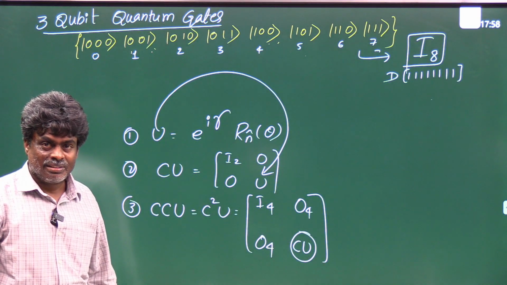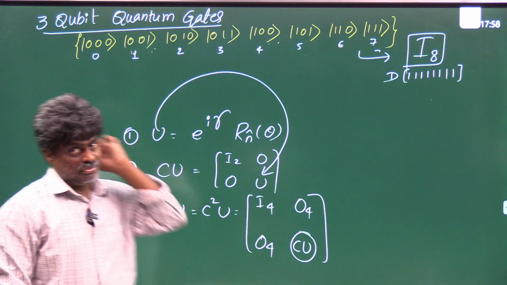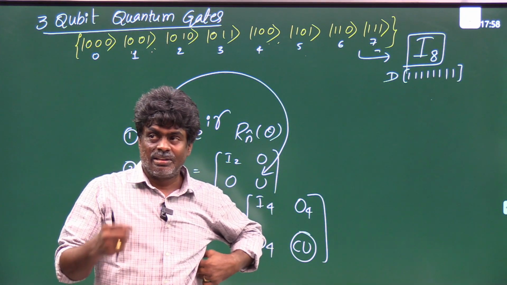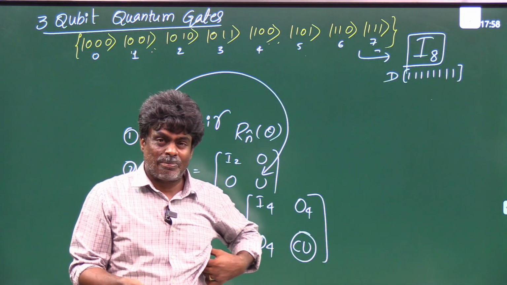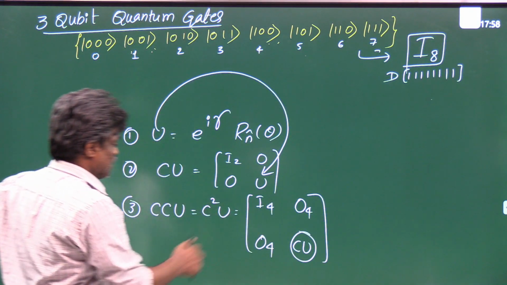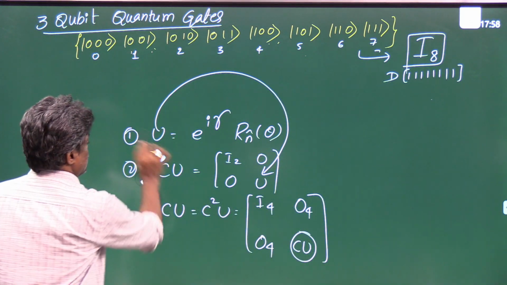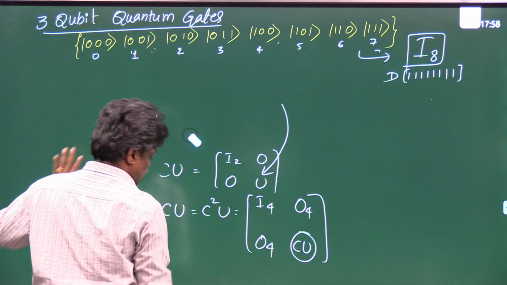You got it? CU. I forgot to explain one 2 qubit quantum gate, that is the swap gate. Okay, I will explain, don't worry. So that's it, and this is the form. Wait a minute, I forgot.